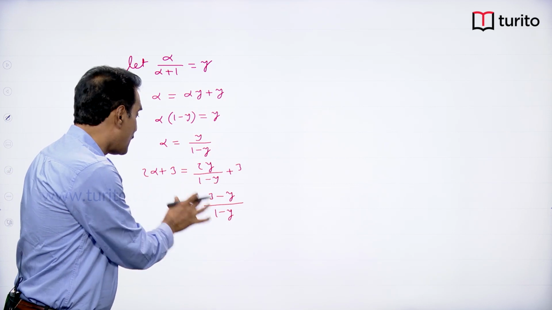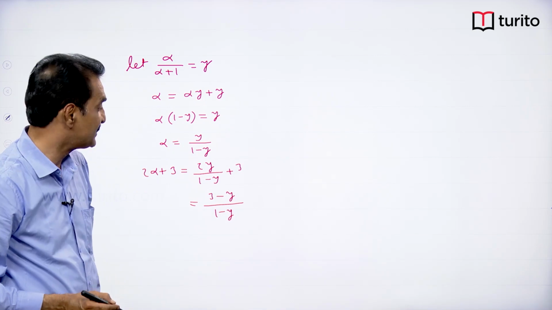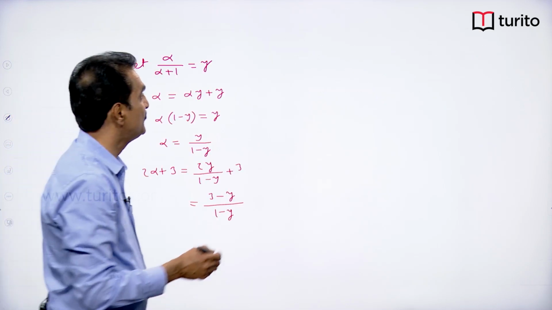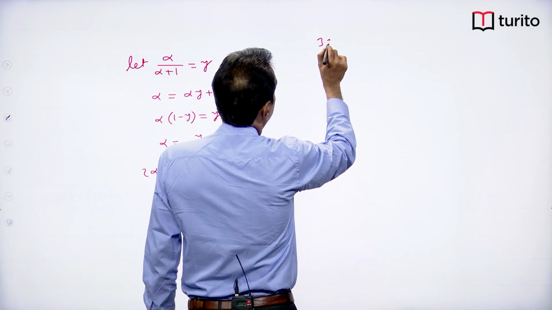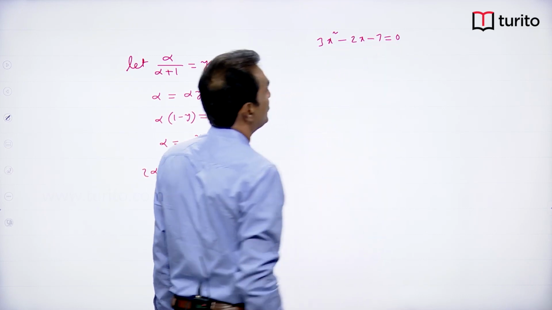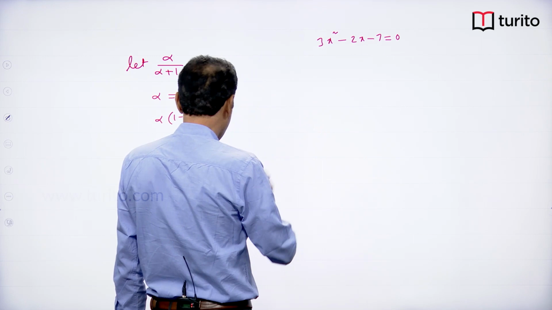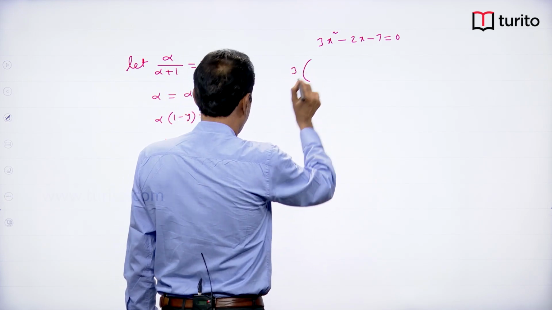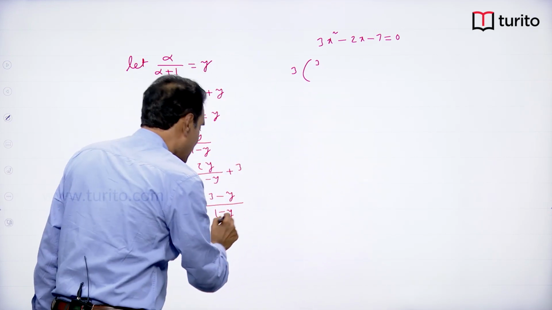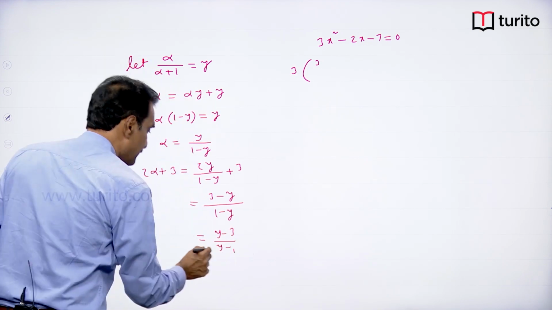So, now 2 alpha plus 3 is a root of that equation. So, this must satisfy the given equation. I will substitute. What is the given equation? 3x square minus 2x minus 7 is equal to 0. Given equation is 3x square minus 2x minus 7 is equal to 0. Then substituting this, 3 into 3 minus y by 1 minus y whole square. I can write 3 minus y by 1 minus y as y minus 3 by y minus 1. Okay.